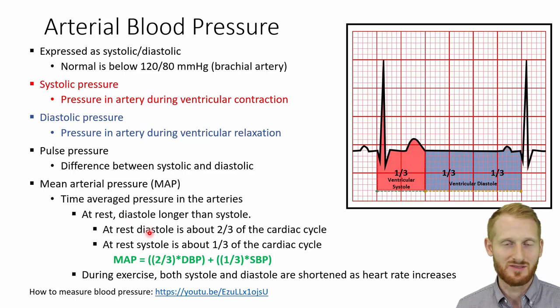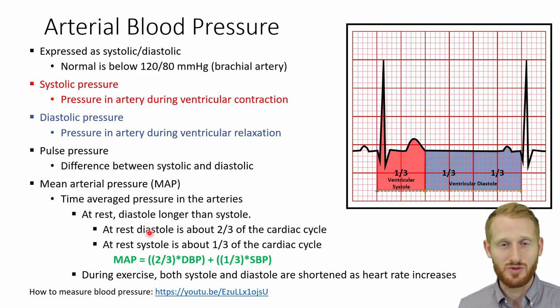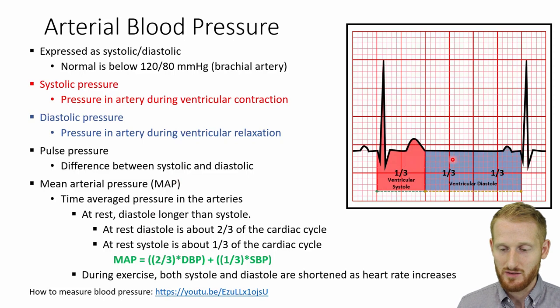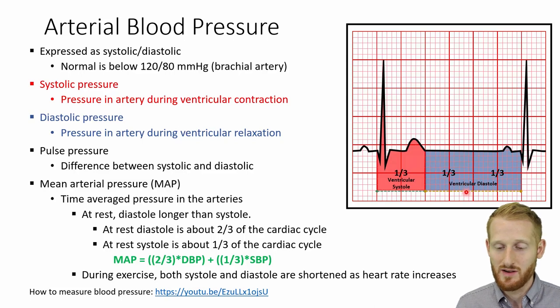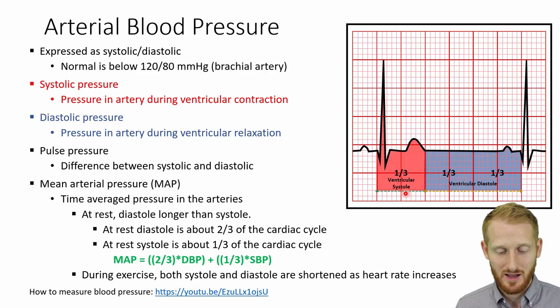It's not a perfect measurement because in reality, we're not exactly two thirds and one third. And this also changes when you go to exercise. When you start to exercise, the distance between these two heartbeats is going to shorten, which means you're going to get a very shortened diastolic period. So mean arterial pressure is still calculated the same way, regardless of whether they're exercising or not. But it's not necessarily a good estimate of a true time average mean during exercise, again, because the diastolic period shortens and it's much less than two thirds of the total cardiac cycle. All right, but regardless, mean arterial pressure is calculated as two thirds diastolic blood pressure plus one third systolic blood pressure.